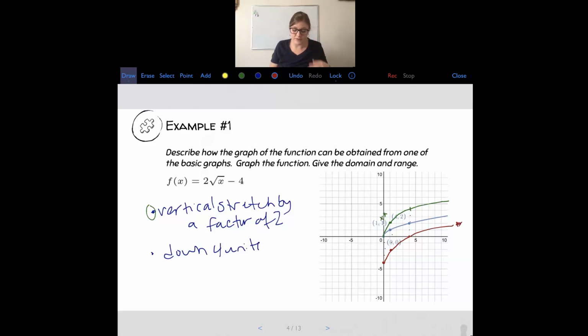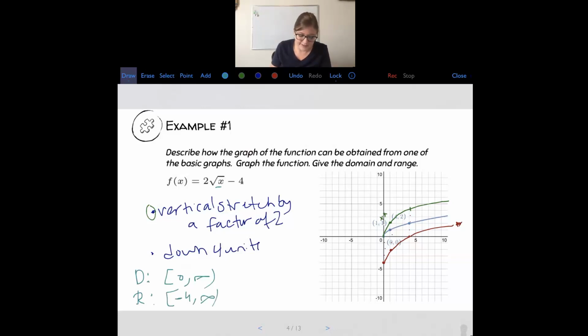Now we're supposed to give the domain and range. Let me switch colors here. My domain is all of the x values. You can get this from the graph or from knowing that x has to be positive. My domain is 0 to infinity. My range, the lowest y value is -4, and this will go on to infinity.